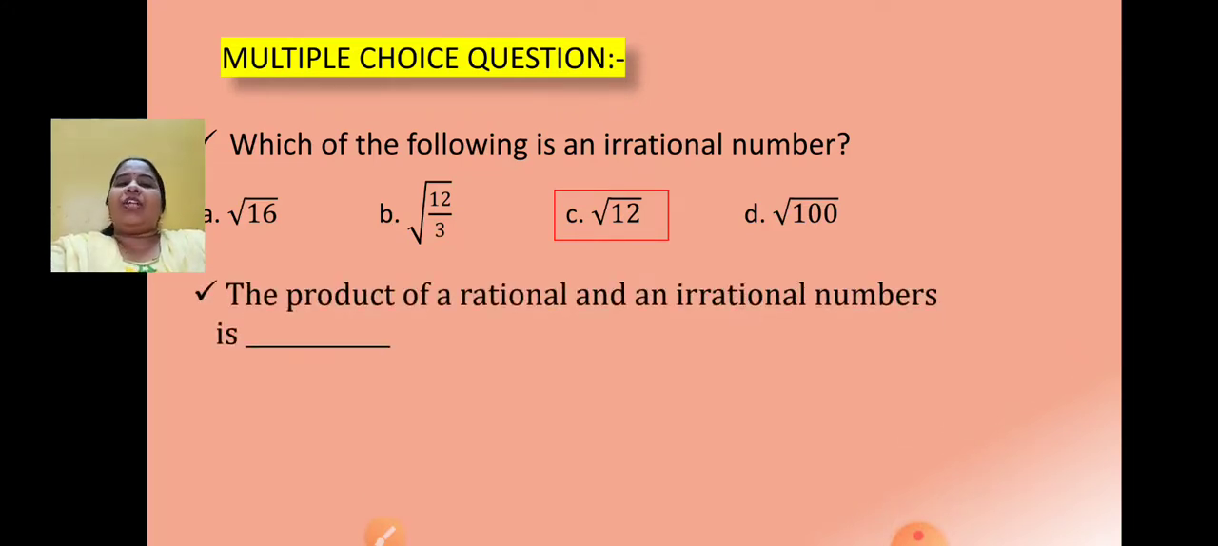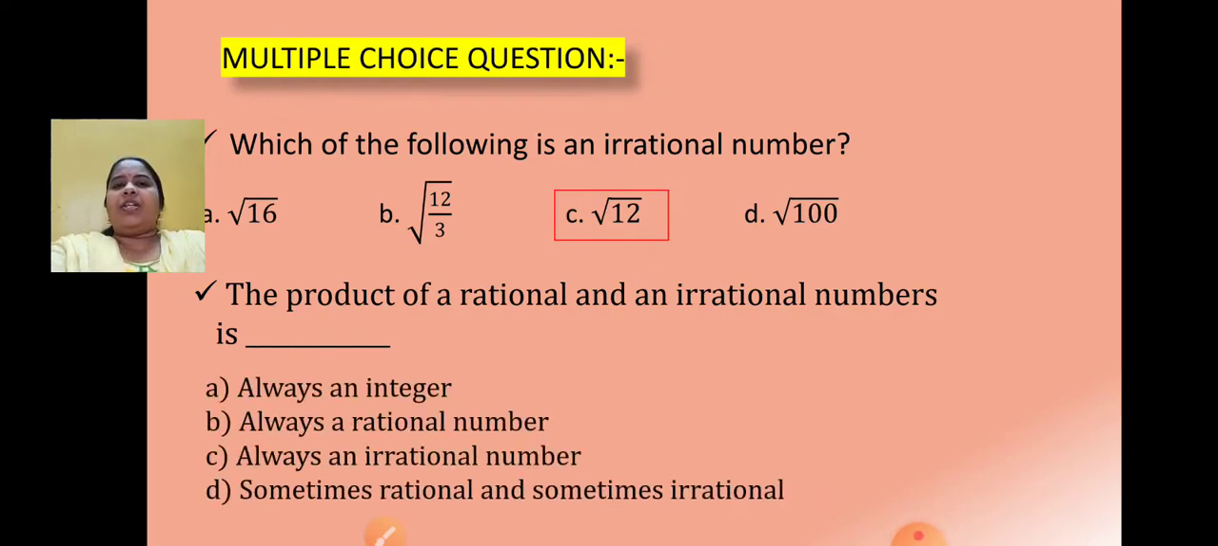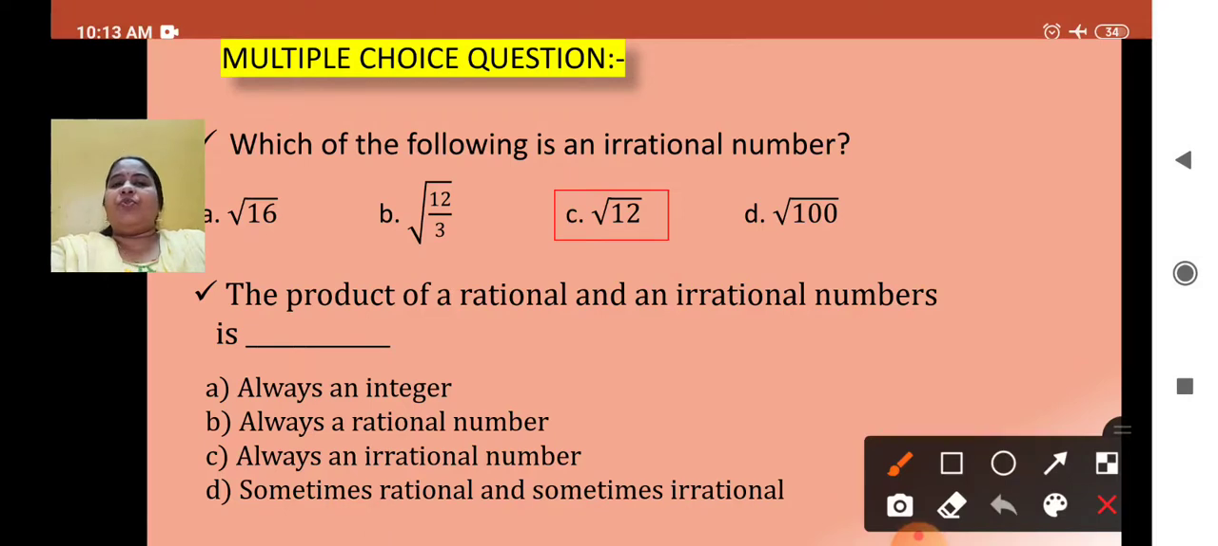The product of a rational and an irrational number is dash. Options are: always an integer, always a rational number, always an irrational number, sometimes rational and sometimes irrational. Okay. Now if you find this type of sum difficult to understand, take an example on your own. See, product of rational.